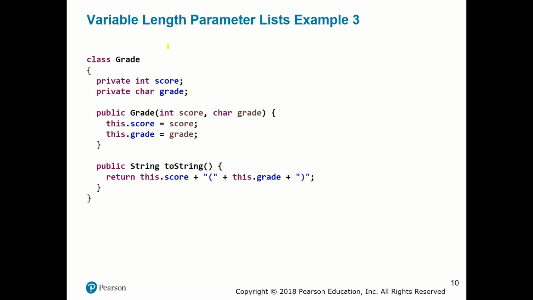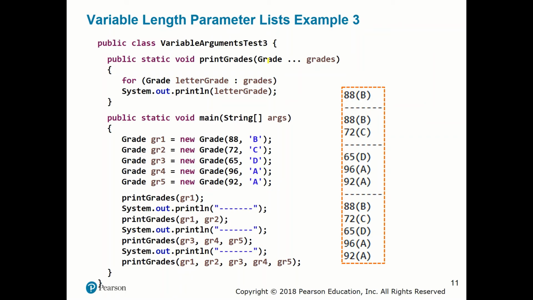This is the class Grade. The grade will have 2 values, score and grade. Score is just a number, and grade is A, B, C, D, like that. This is a constructor and toString method. We will use this object of Grade as a parameter, a variable parameter of some methods.